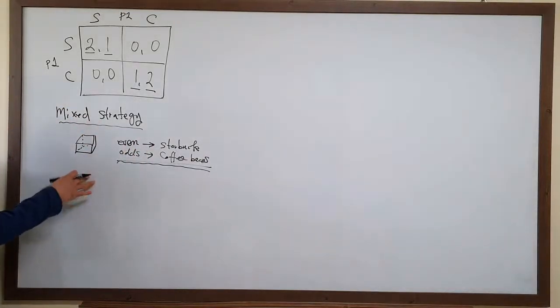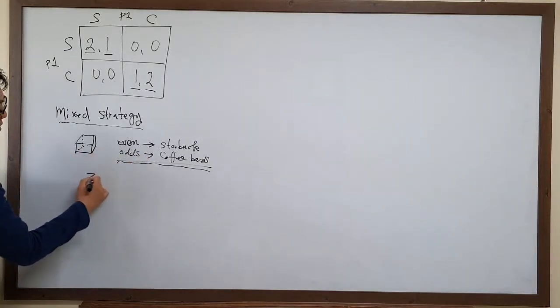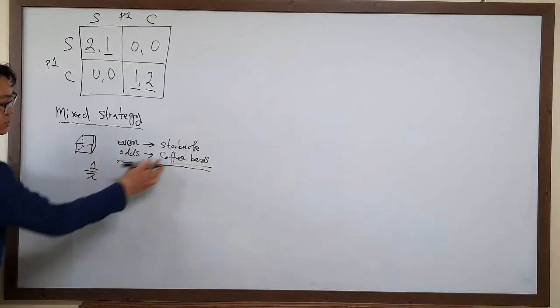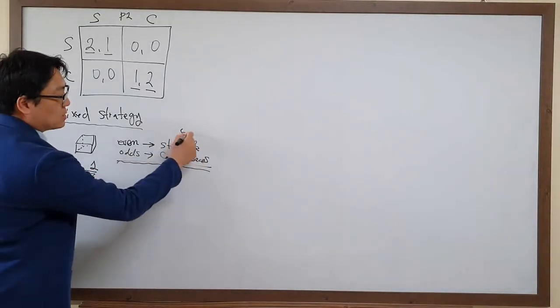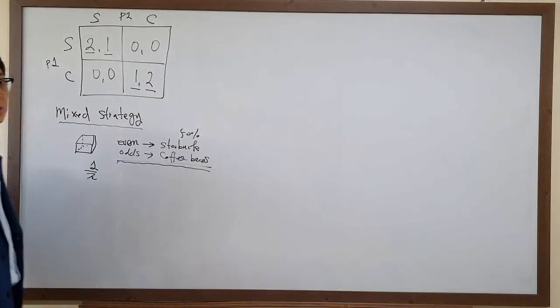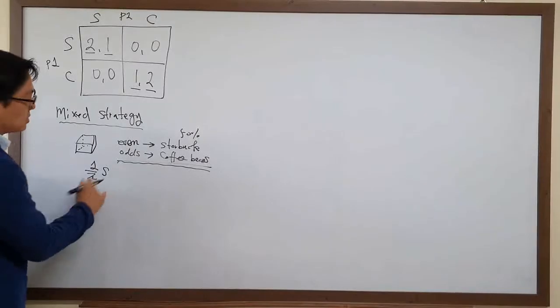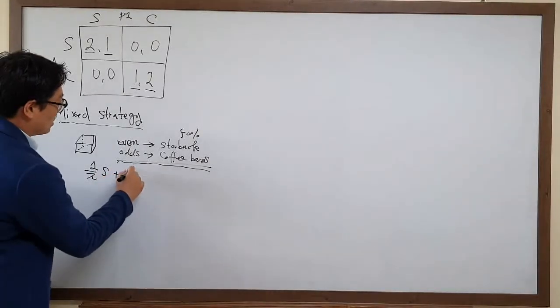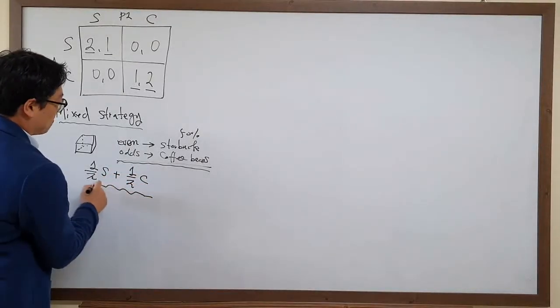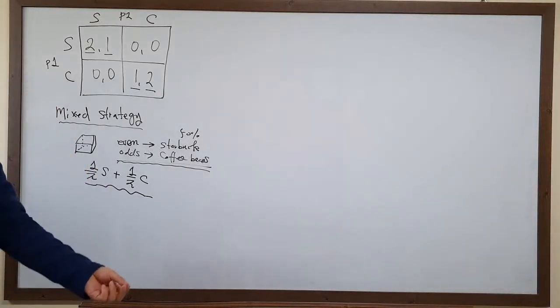We represent that result like this. This strategy is kind of a half, because this one has 50% of being realized, and the other one is also 50% to be realized. So 50% Starbucks and 50% Coffee Bean. This is the strategy that player 1 can play.